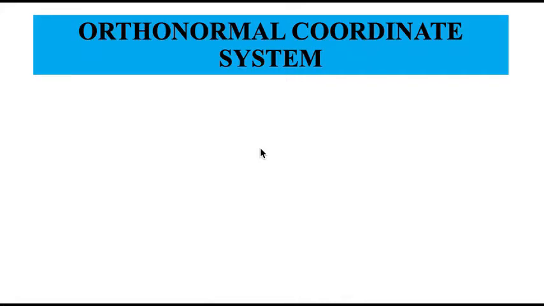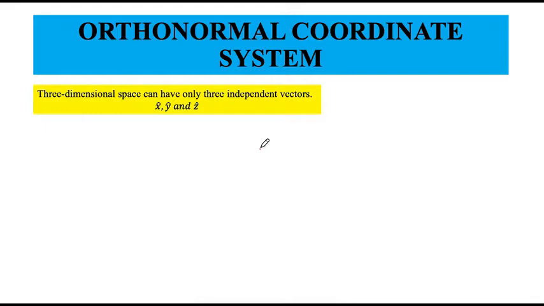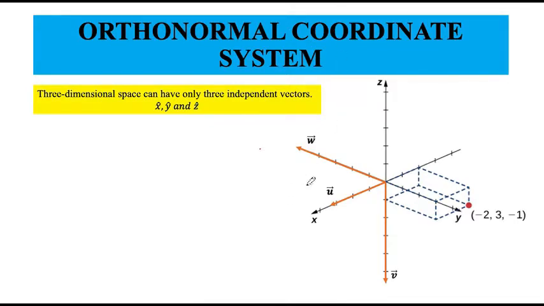Hello everyone. In this lecture we are going to study the cylindrical coordinate system. In an earlier lecture we have seen that a vector can be represented by three independent vectors, that is x, y and z. An example is the unit vector along x, the unit vector along y and the unit vector along z. And we know that any vector can be built out of these three vectors.